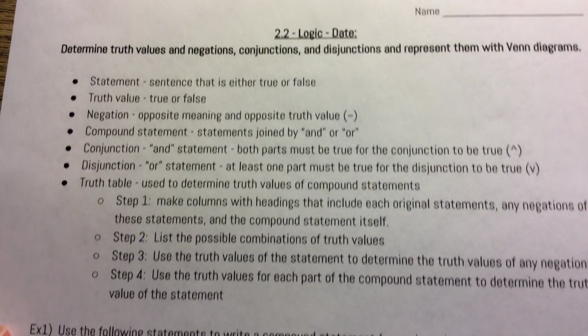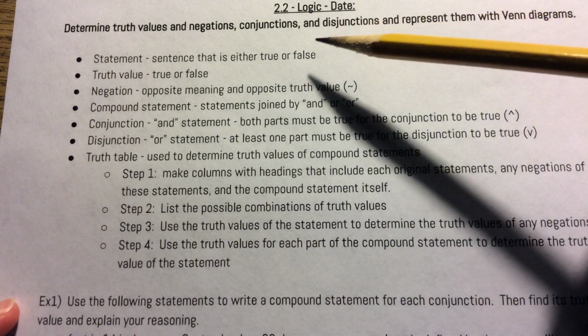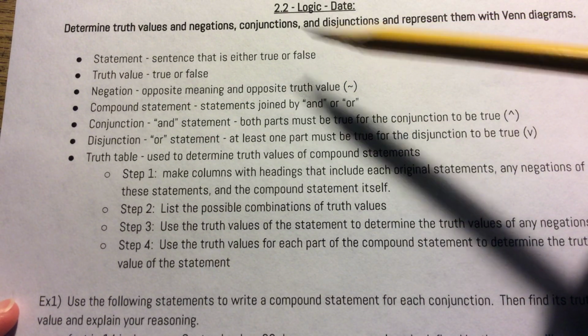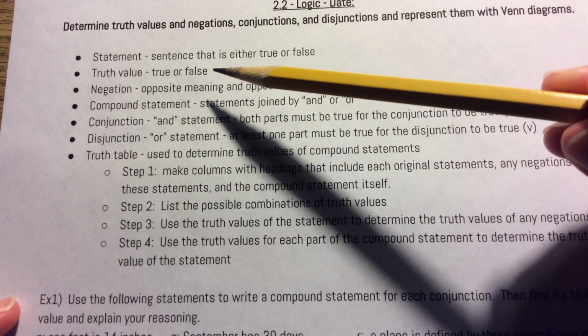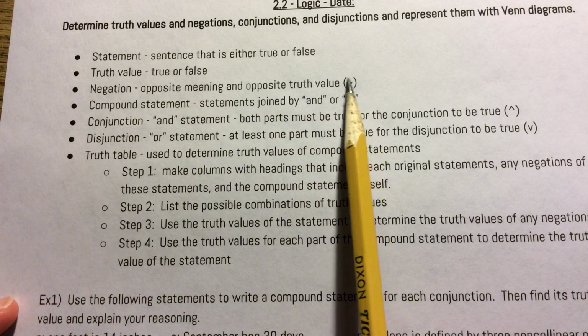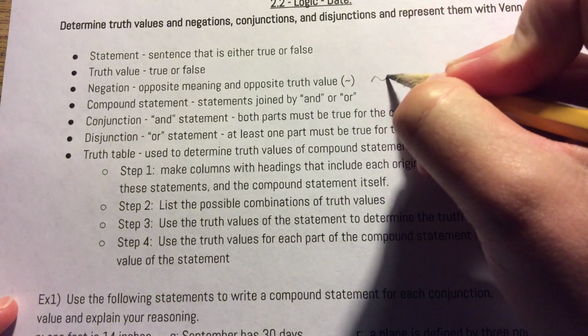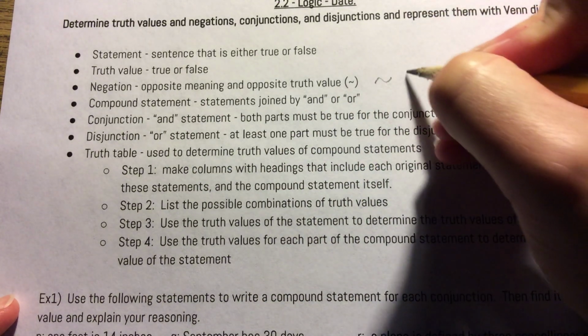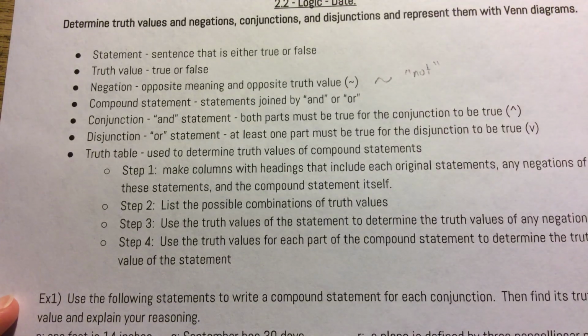So we have some vocab. We have a statement, which is something that's either true or false. The truth value is whether it is true or false. The negation is the opposite meaning, and it uses this little symbol right here. So you'll see me draw this. That means not. That's the negation.